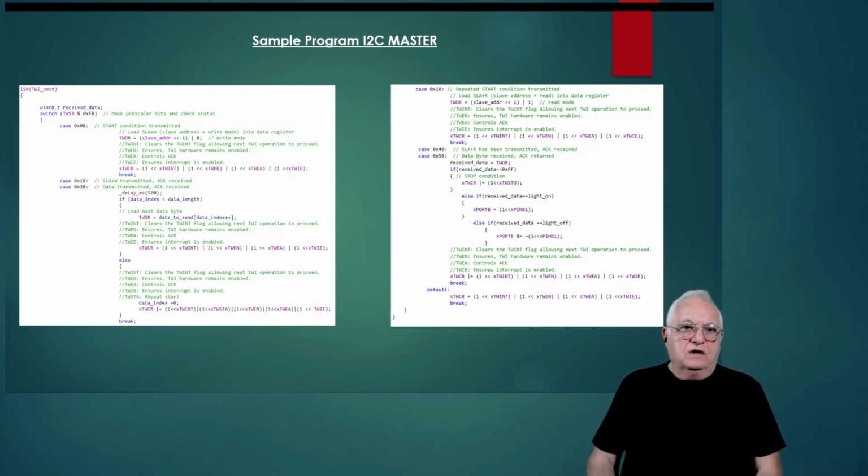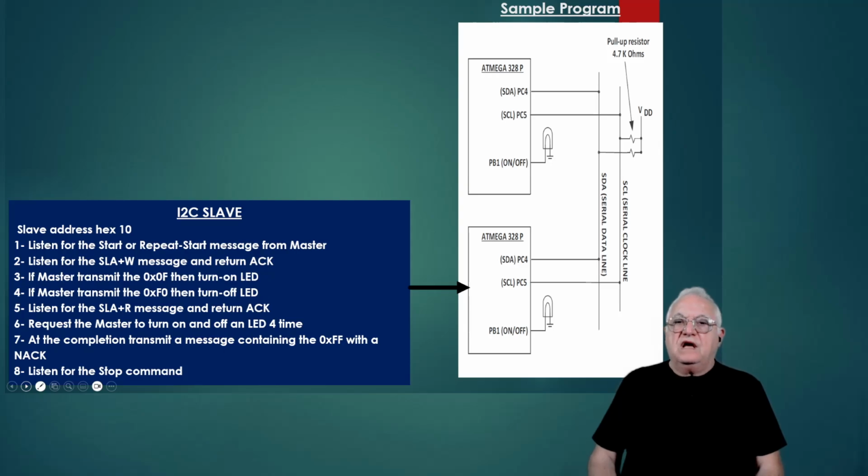Okay, so now let's look at the slave portion of the program. Kind of to give you a recap: the slave gets inputs from the master and turns on and off an LED, and then after that it sends messages to the master to turn its LED on and off, and when it's done it sends the command FF.